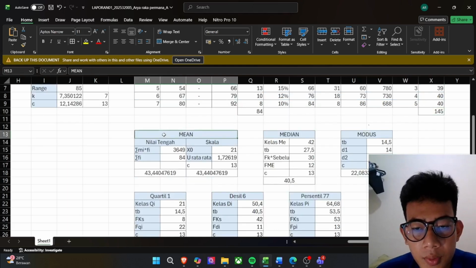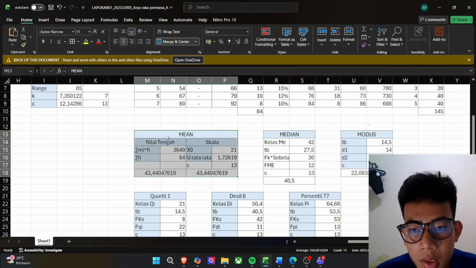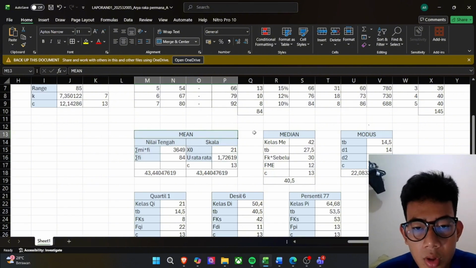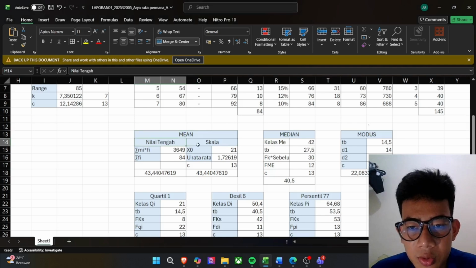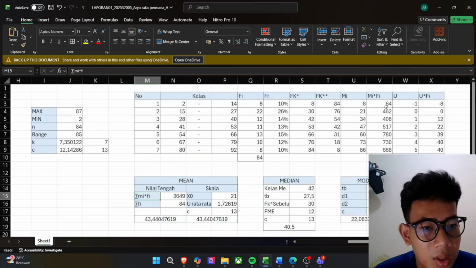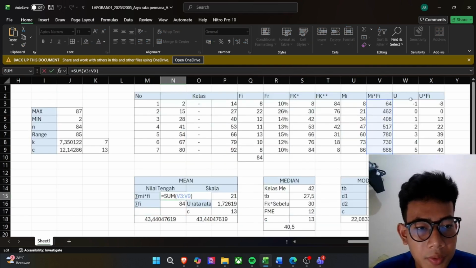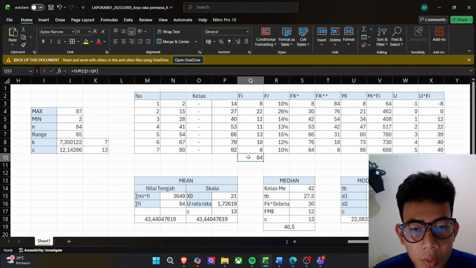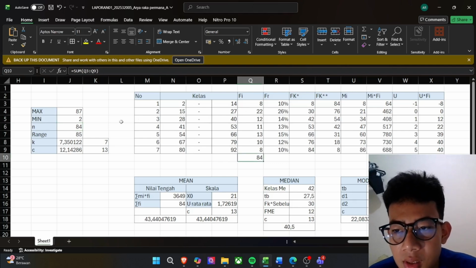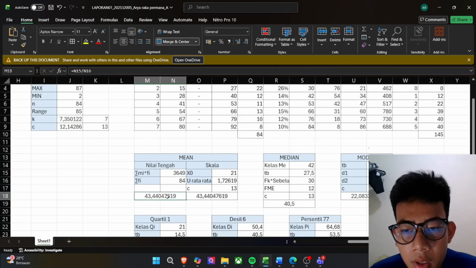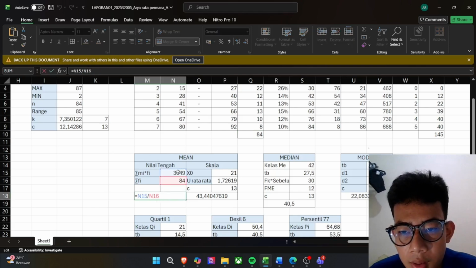So the second one, I'll make this table in here. This table is mean, median, and modus, so I'll make 3 of these. The first one is the mean, or the average. For the average, we have two different formulas. The first one is we have to sum the Mi times frequency, all this data in here, and we sum the frequency, or the amount of data. The sum of the frequency is the same as the amount of data. So the formula of the mean, or average, is the sum of Mi times frequency divided by the sum of frequency.